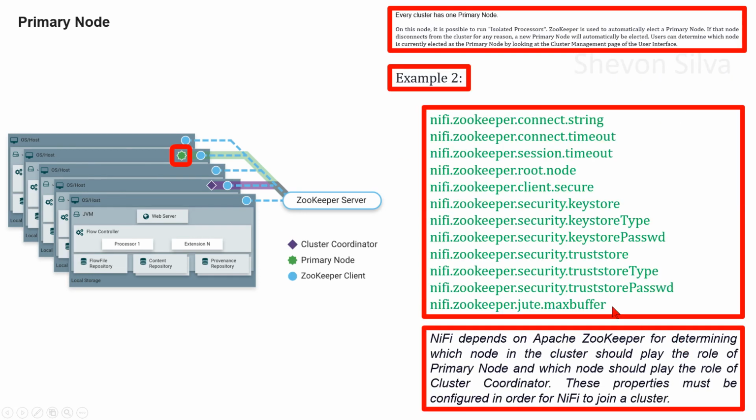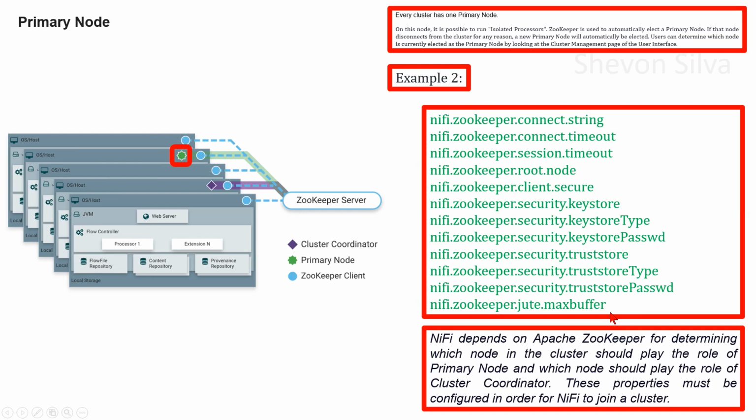As an example, we can consider these properties. nifi.zookeeper.connect.string, nifi.zookeeper.connect.timeout, nifi.zookeeper.session.timeout, nifi.zookeeper.root.node, nifi.zookeeper.client.secure, nifi.zookeeper.security.keystore, nifi.zookeeper.security.keystoreType, nifi.zookeeper.security.keystorePasswd, nifi.zookeeper.security.truststore, nifi.zookeeper.security.truststoreType, nifi.zookeeper.security.truststorePasswd, nifi.zookeeper.jute.maxbuffer.